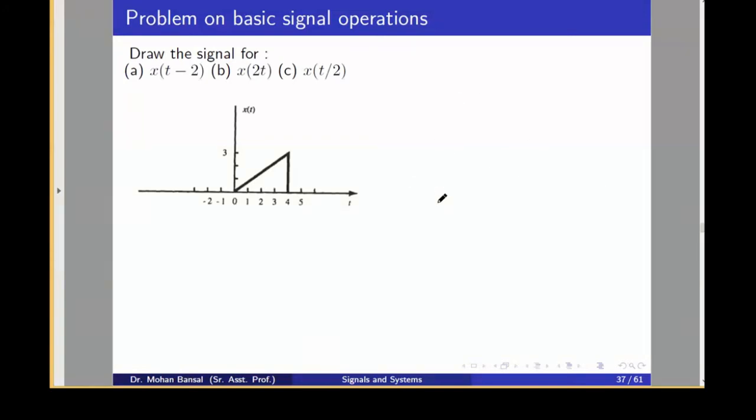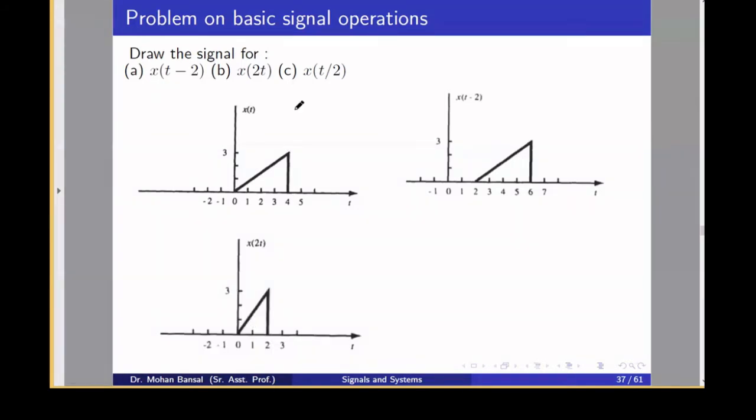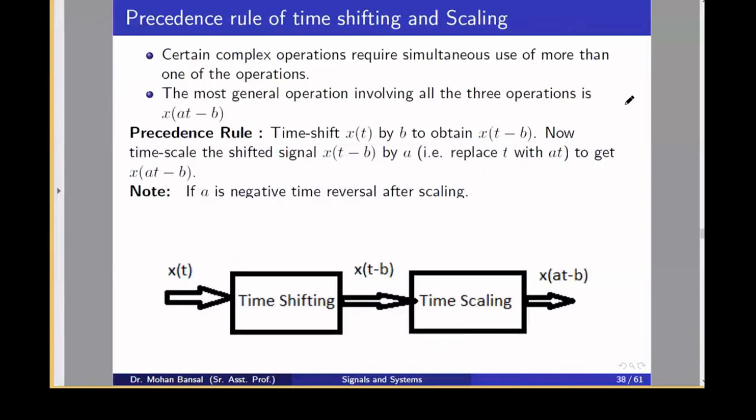Now this is basically a homework problem you will have to solve, but I'll explain it here. x(t-2), where x(t) is the original signal, will shift to the right by 2. x(2t) will compress by 2. x(t/2) will expand by 2. Okay. Now, how can we apply the combined operation?